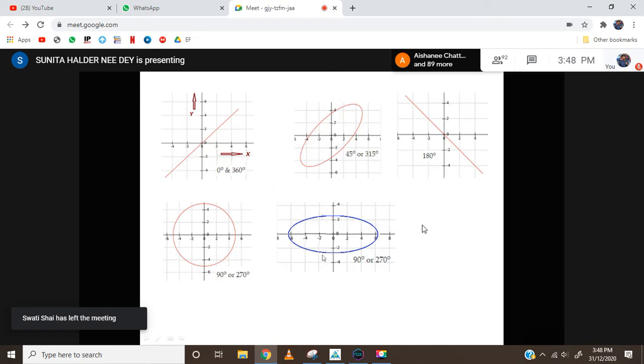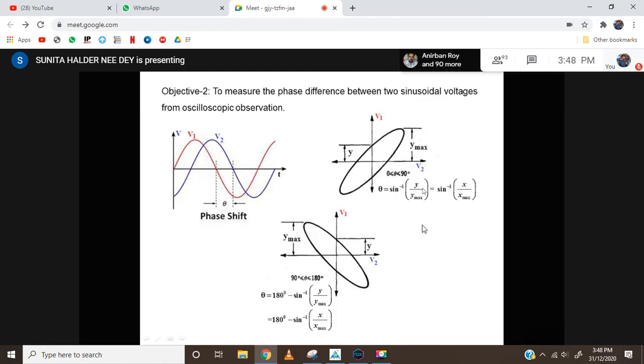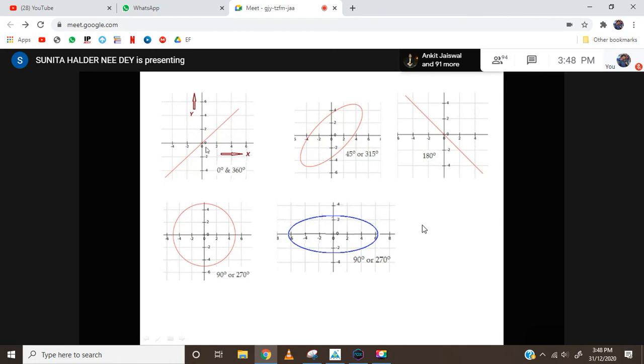If you see in the oscilloscope, this will be the observation. You just revisit your theoretical class. I want to give you information right now. For 0 to 360 degrees, this will be the angle, because angle is sine inverse y by y max. That means the intercept with the y-axis by the maximum value, the maximum minor axis of this ellipse, sorry. Then sine inverse y by y max, or sine inverse x by x max. So here, obviously it is sine inverse 0 by 0, so 0 degree.